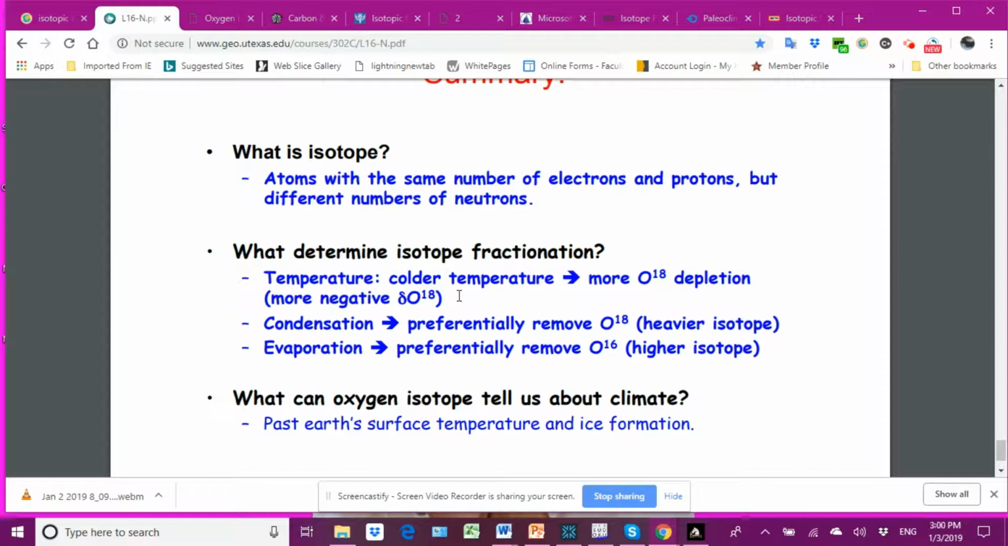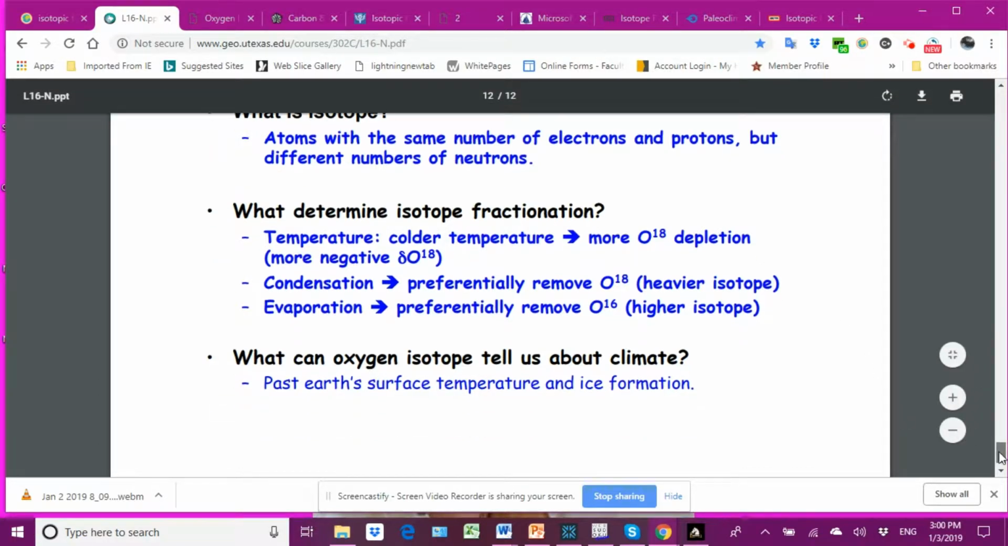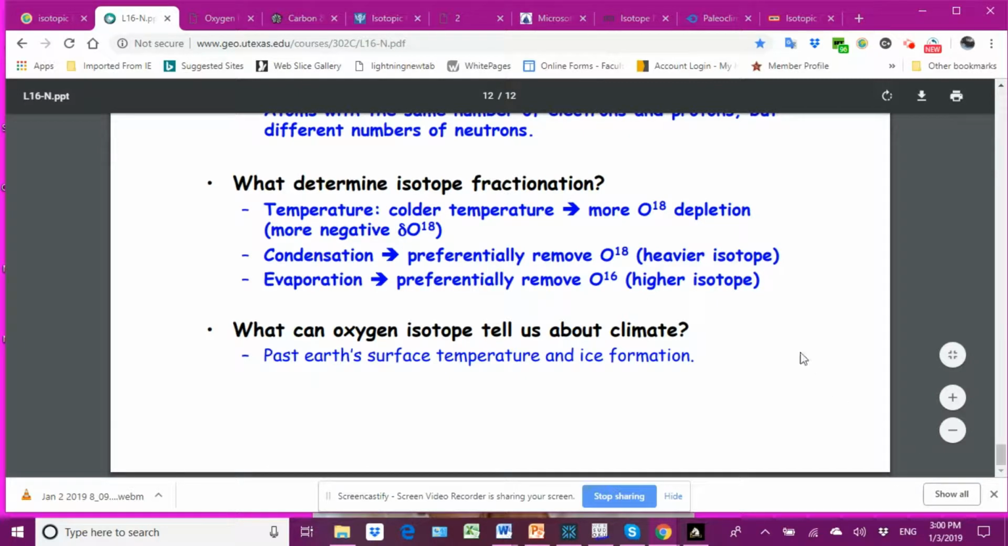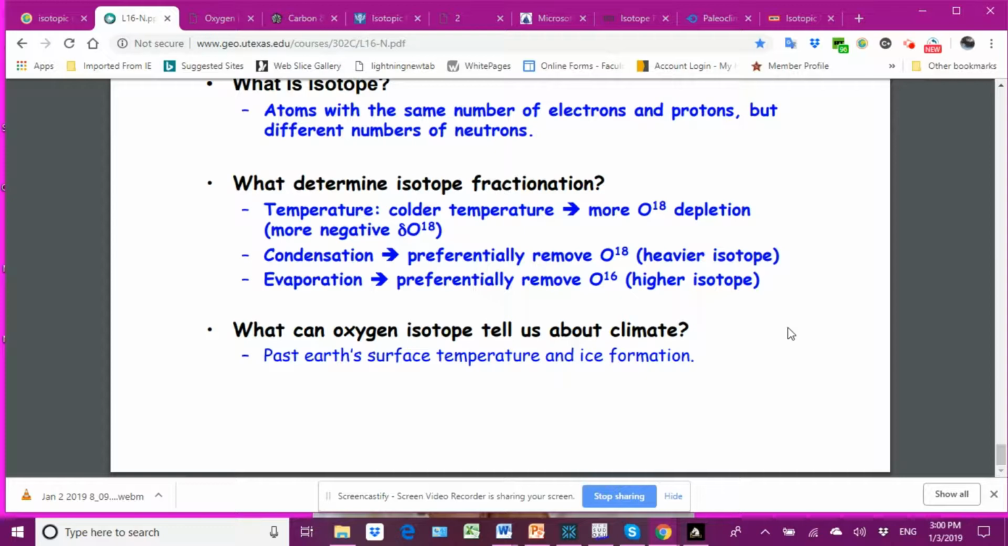Remember, this is relative to oxygen 16, because it's what, 0.2% of the oxygen isotope is the 18 variety.